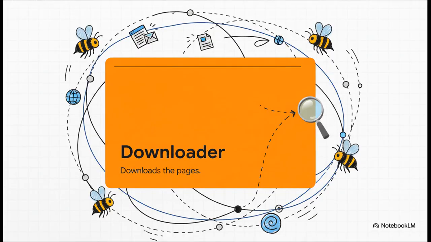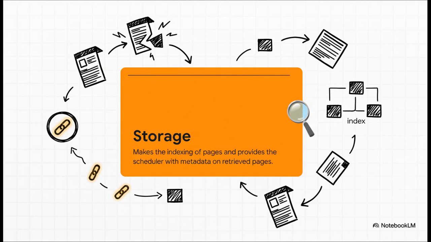Right, so once the scheduler picks a URL, it hands it off to the downloader. This thing is the tireless worker bee of the system, you know? It has one job, and one job only: go out onto the World Wide Web and download the raw content of that page. Simple as that.